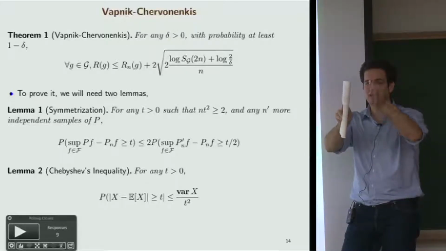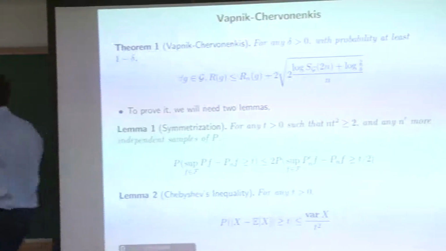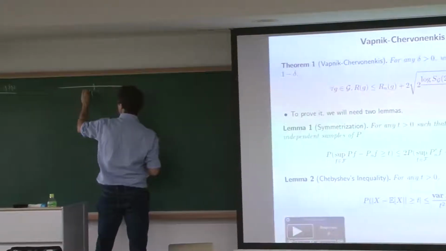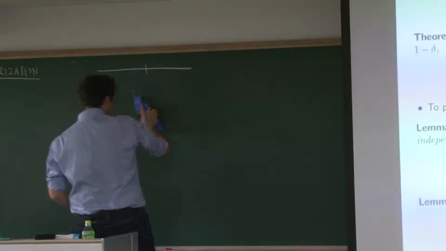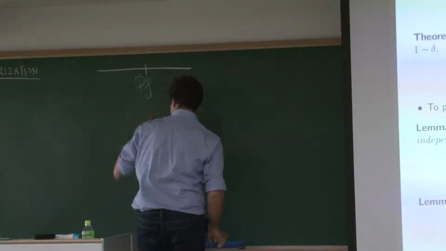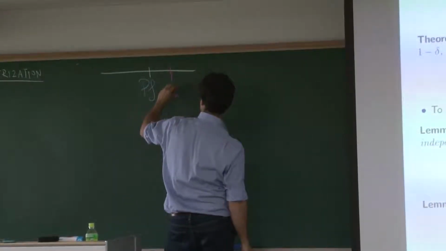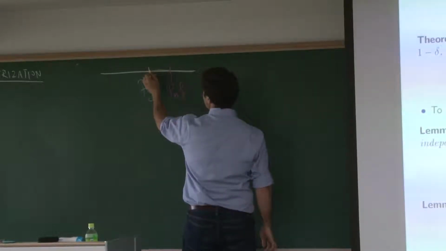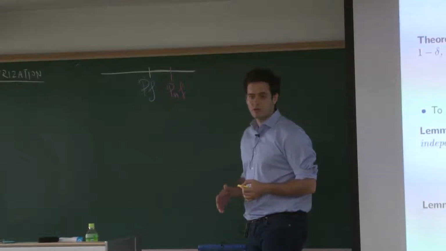Now I'm going to consider another sample somewhere. So I should probably draw this at some point. I'm going to play with three different quantities. One which is in blue, P of f, one which is Pn of f. So remember that this is the gap that we try to control.